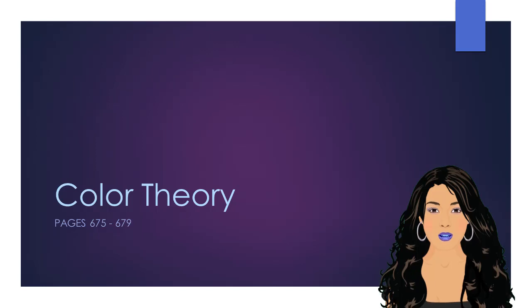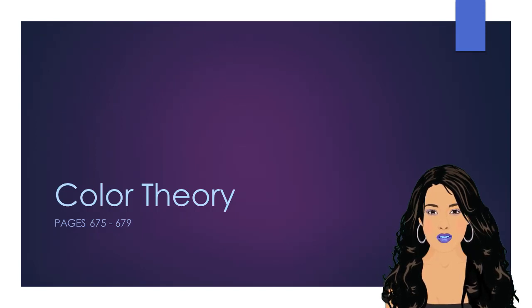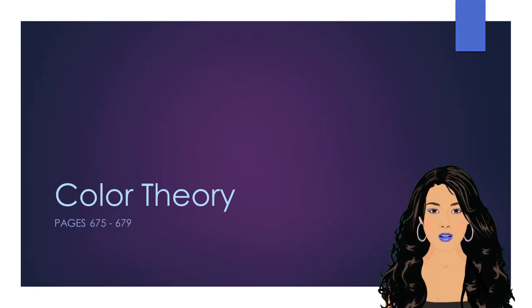Color is described as a property of objects that depend on the light they reflect and is perceived by the human eye. Before you attempt to apply hair color, it is important to have a general understanding of color theory. We will focus this lesson on pages 675 through 679.